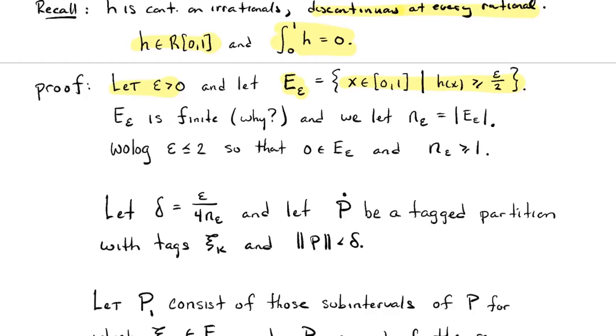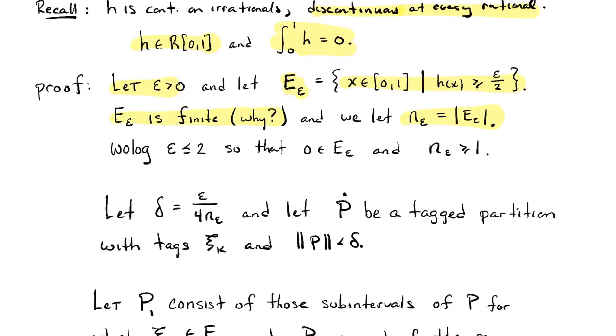Okay. So the first question that I'm going to have you stop the video and puzzle over is that's a finite set. That's a finite set. So I'm going to leave it to you to think about why. But there's only finitely many points in the interval where h is bigger than epsilon over 2 for any positive epsilon. So I can talk about the number of elements in that set. I'm going to denote it by n sub epsilon.